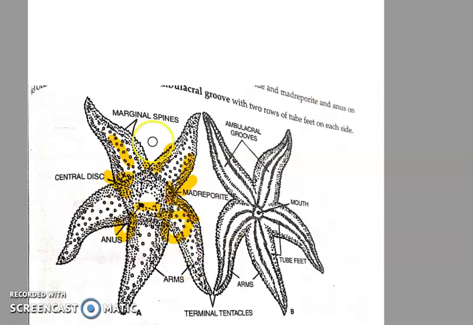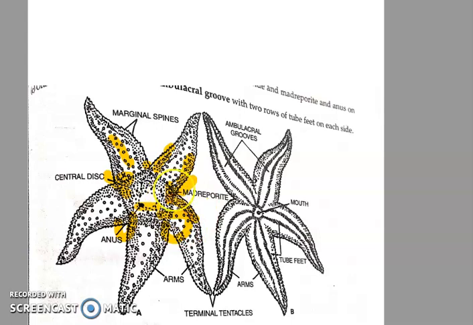Okay, there are two views of this animal. One is the top view, the aboral view, and this is the down view, the oral view. So as you can see, the oral opening or mouth is present on the oral surface and the anus is present on the aboral surface. Then in each arm there is an ambulacral groove.